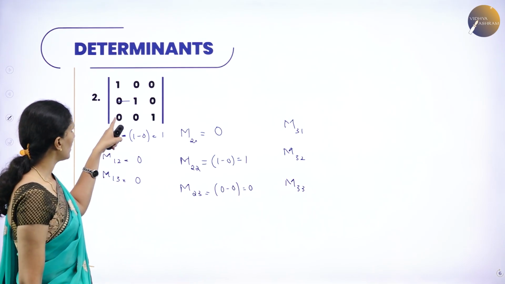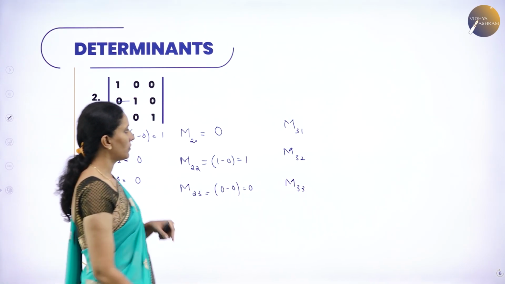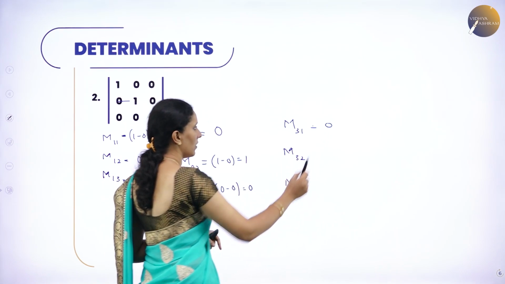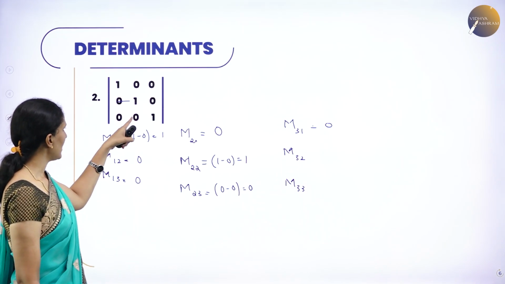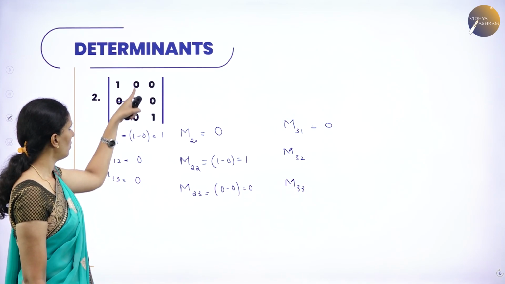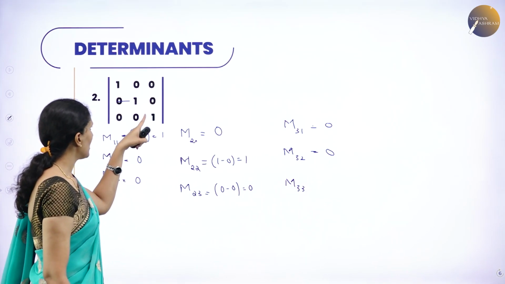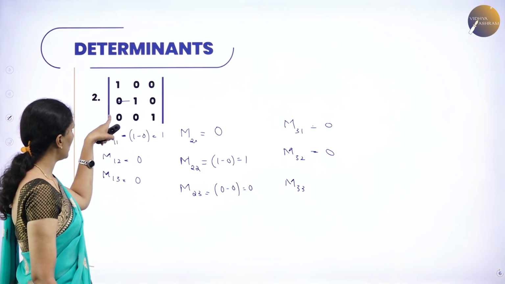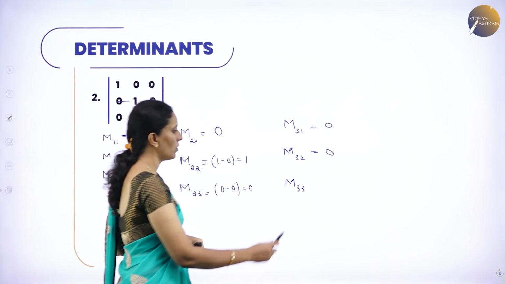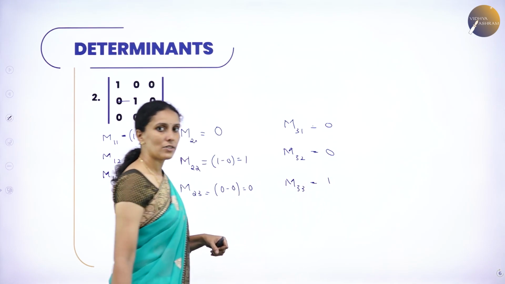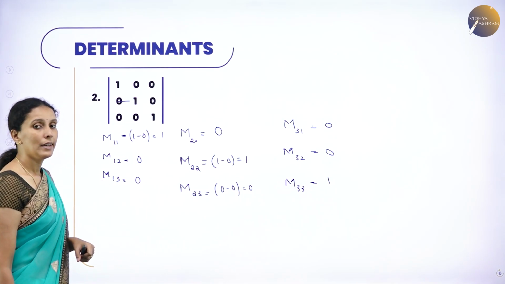Next we have for 0, again the value of the determinant for M31 is 0. Next for this 0, delete the row, delete the column, the value is again 0. Next for the last one, delete the column, delete the row, 1 ones are 1 minus 0, which is 1. So these are the minors of the particular elements.